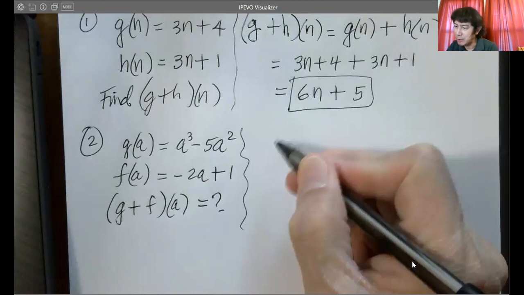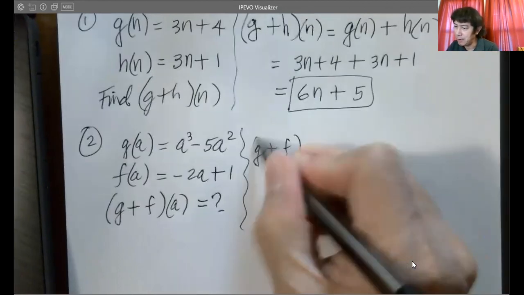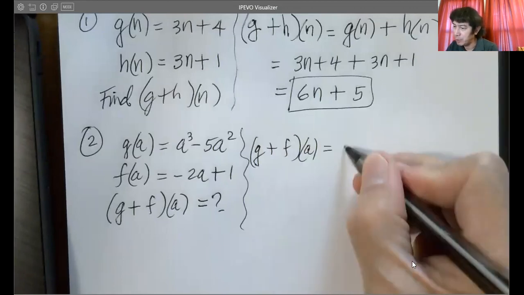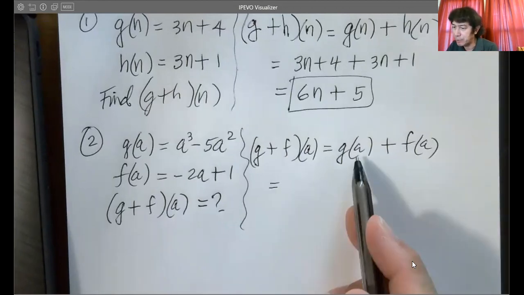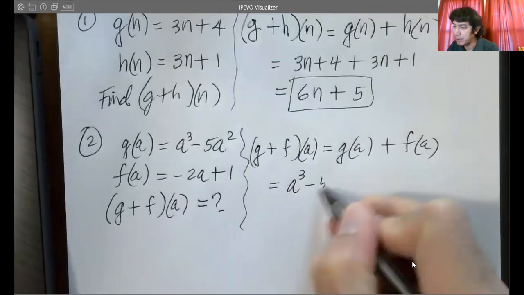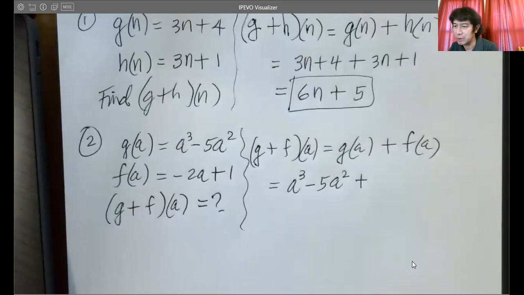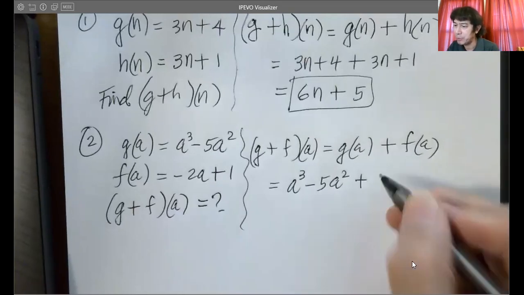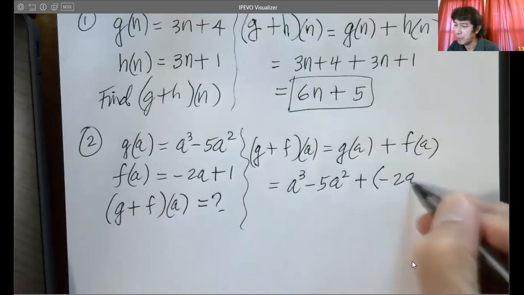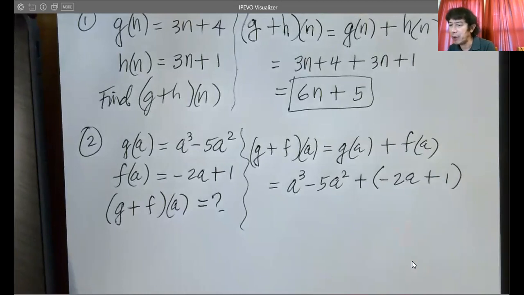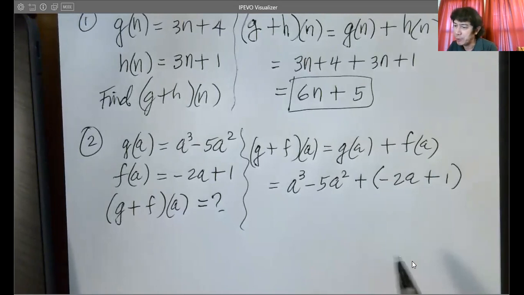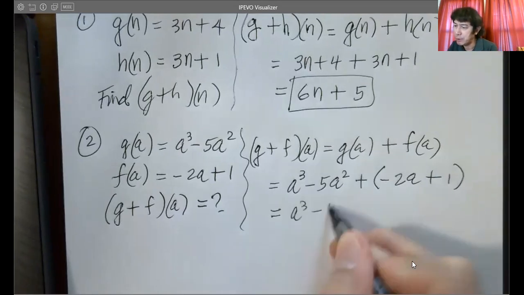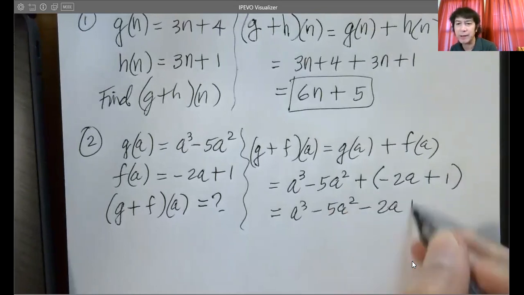This is basically G plus F of A, which is equivalent to G of A plus F of A. And then direct substitution: the equivalent of G of A is A cubed minus 5A squared, plus the F of A, which is negative 2A plus 1. So after the plus, we write the quantity negative 2A plus 1, because we're adding the entire negative 2A plus 1. And so the moment you remove that grouping symbol, when it's preceded by a plus sign, the terms inside will not change in sign. So this will just be A cubed minus 5A squared minus 2A plus 1. And that looks like the answer.